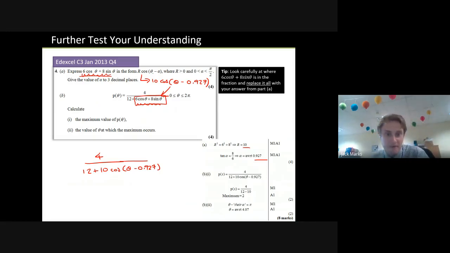What's the maximum value? Well, the maximum is when you make the denominator as small as possible. So I could make all of that -10. So that could be -10. So 4/12 minus 10 is 2.